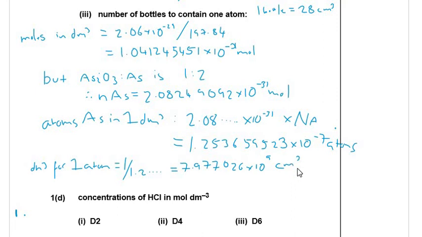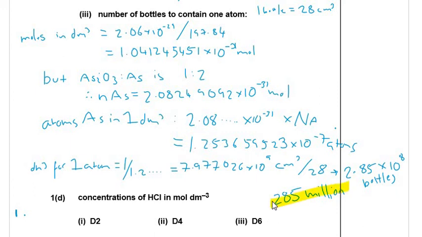And if we then divide that number by 28, that will tell us that what we'd actually need to do is purchase 2.85 times 10 to the 8 bottles. Or, to convert that into layman's terms, 285 million bottles. That's a rather large number of bottles of what's effectively pure water to buy. And that's how we would work out the number of bottles for 1 atom of arsenic.